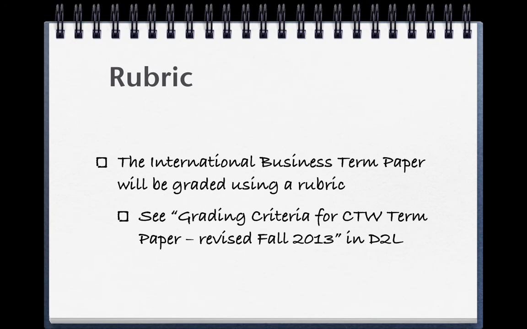We will actually use a rubric to grade this paper, and you find this rubric on D2L. And I shared it in class. You can look on D2L for the document called Grading Criteria for CTW Term Paper, revised fall 2013.